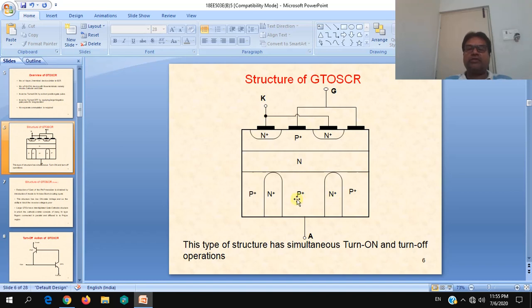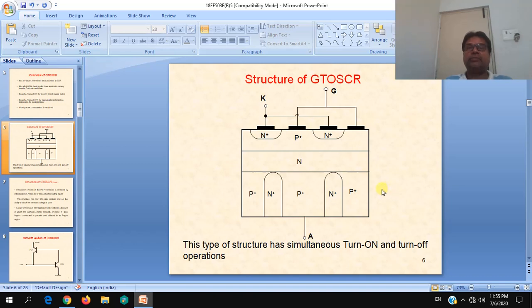Because of this, the current gain of the PNP transistor will be less, so it can be turned off. This structure is behind the actual turn off of the SCR. But because of the same thing, we require a higher gate pulse to turn on.